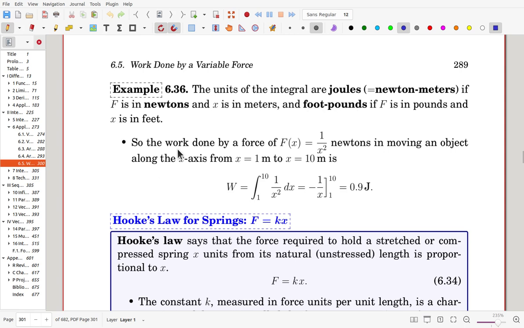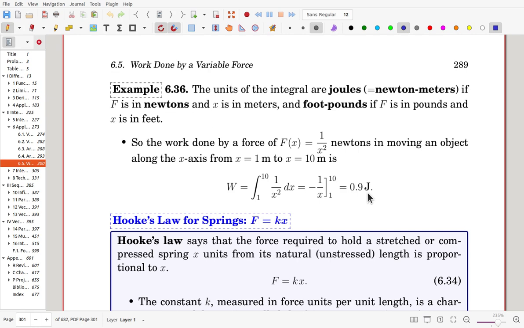Okay, so find the work done by a force of f(x) = 1/x² Newtons in moving the object along the x-axis from 1 to 10 meters. That is now the integral from 1 to 10 of 1/x² dx. The antiderivative of this is minus 1/x, evaluated from 1 to 10. So it becomes 0.9. The unit is joules.